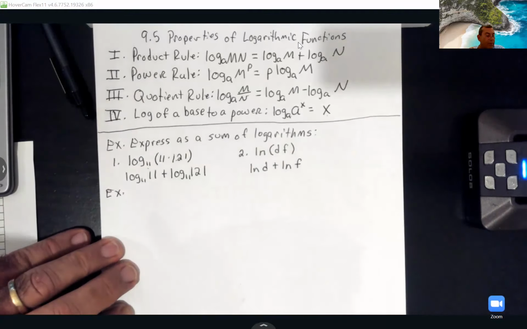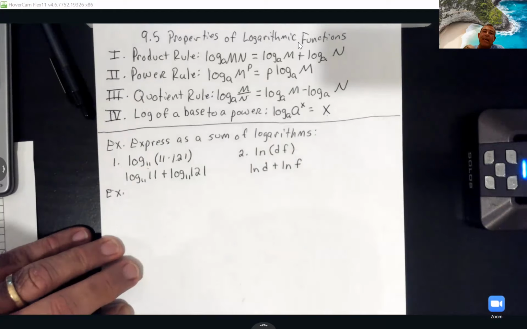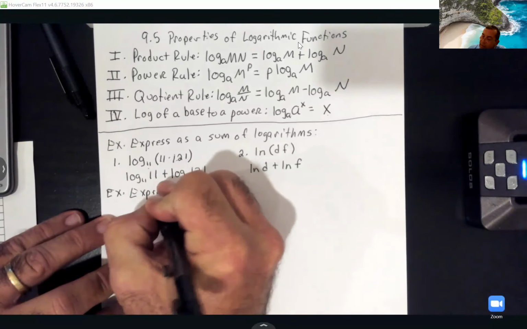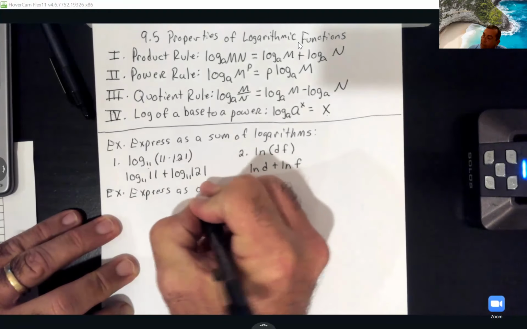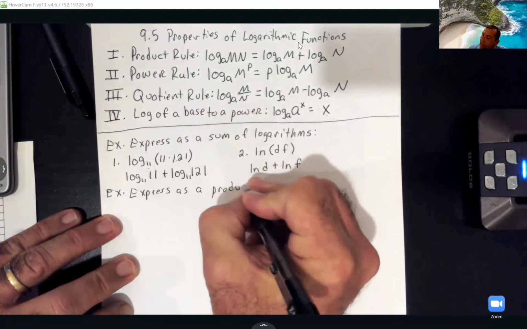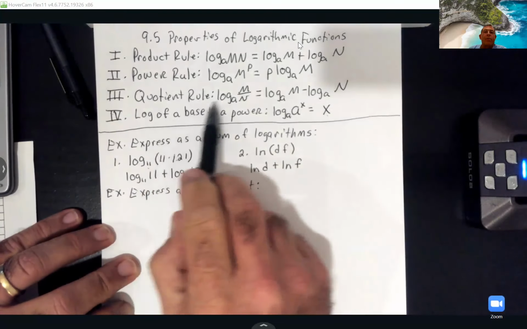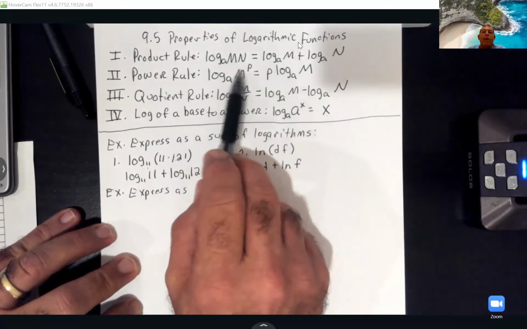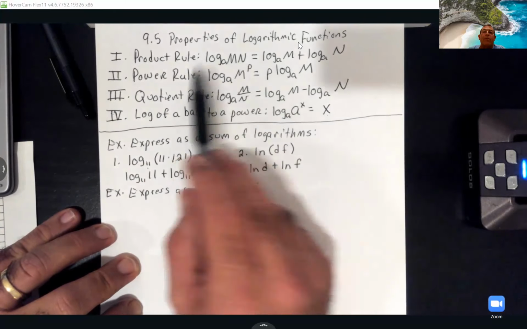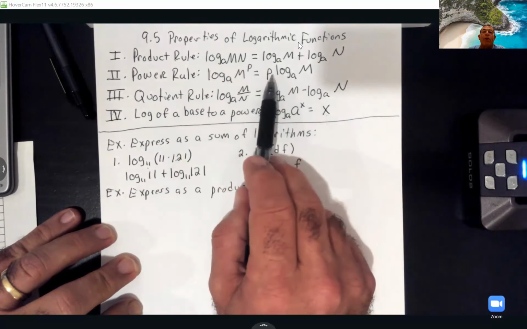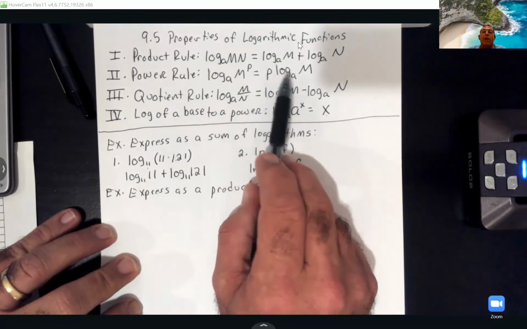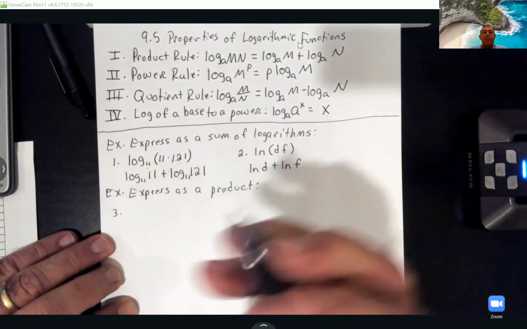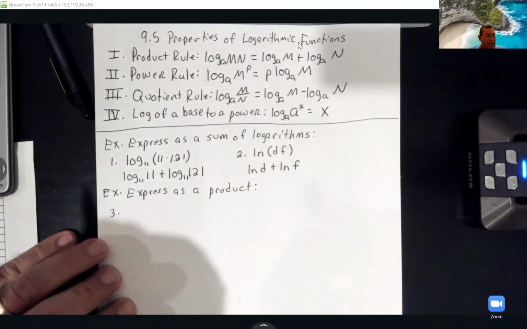Now, the next one wants me to express as a product. Well, y'all look up here. The only one that expresses anything as a product is the power rule. And all we're doing is bringing that P down to the front and rewriting it as a product of P times the log base A of M. Okay? So basically, that's all we're doing is bringing those exponents down.